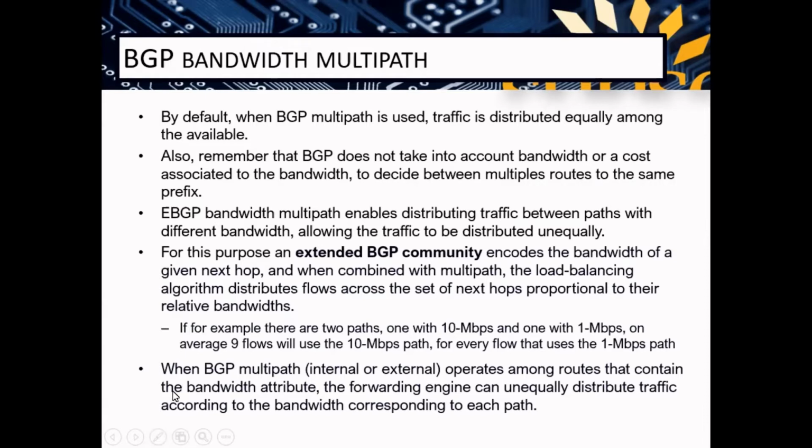And also when the BGP multipath operates among routes that contain the bandwidth attribute, or actually the way that this is implemented is the forwarding engine now has that information, and it's going to distribute the traffic based on that information. I'm going to show you an example of how the routes look like.